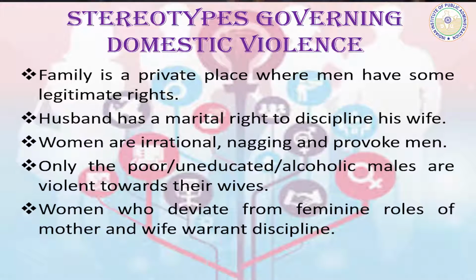Stereotypes governing domestic violence. Family is a private place where men have some legitimate rights, such as a marital right to discipline his wife. Women are irrational, lagging, and provoke men. Women have deviated from feminine roles of mother and wife, which warrant discipline.